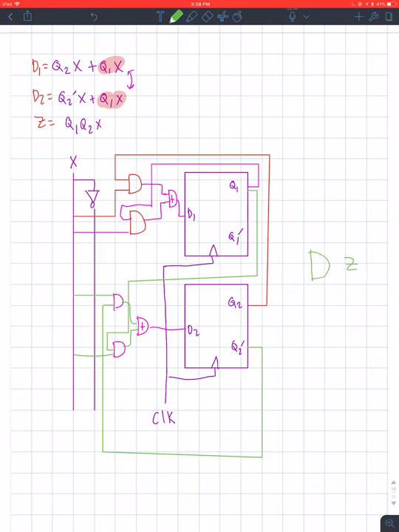Now for Z, you're going to draw it here, and you draw an AND gate. And then you have Q1 again, you have Q2, and you have X. And then X will just come all the way to here. And that's Z.